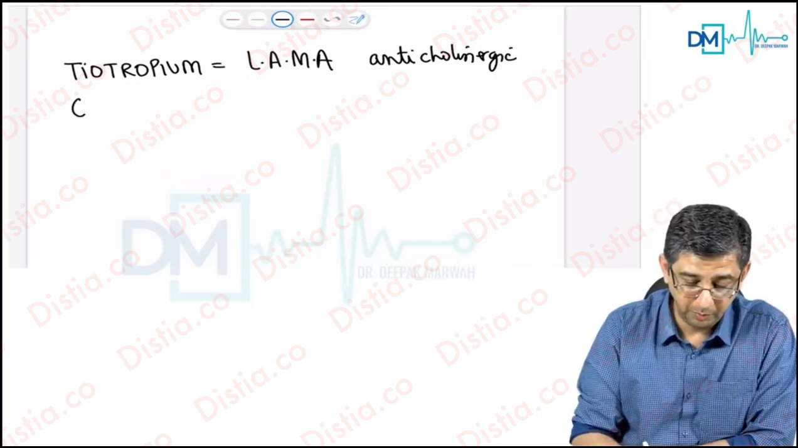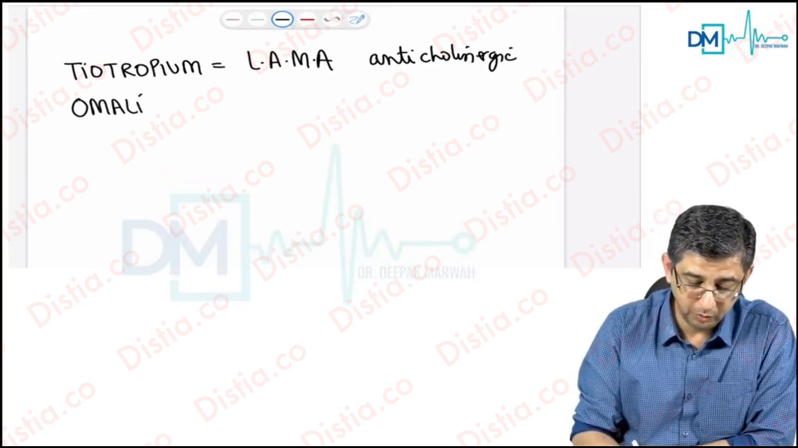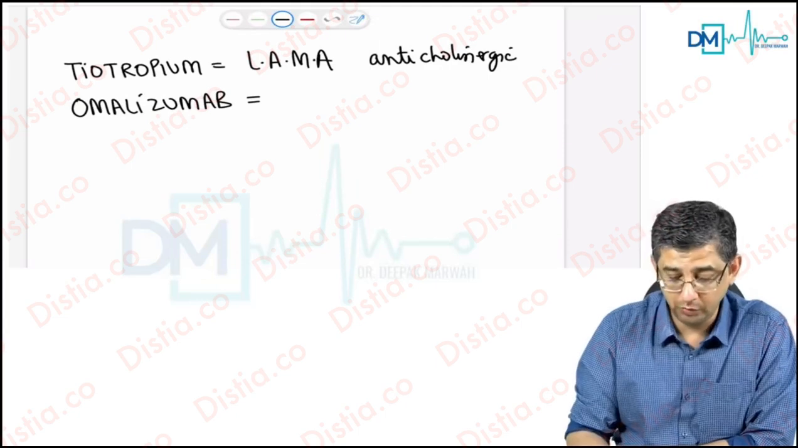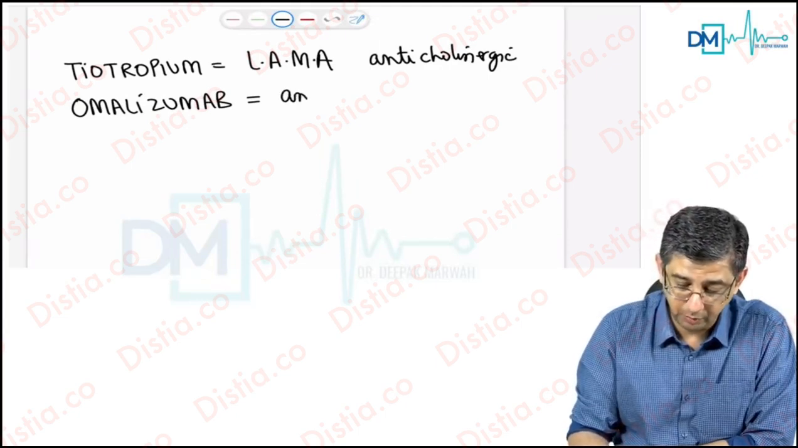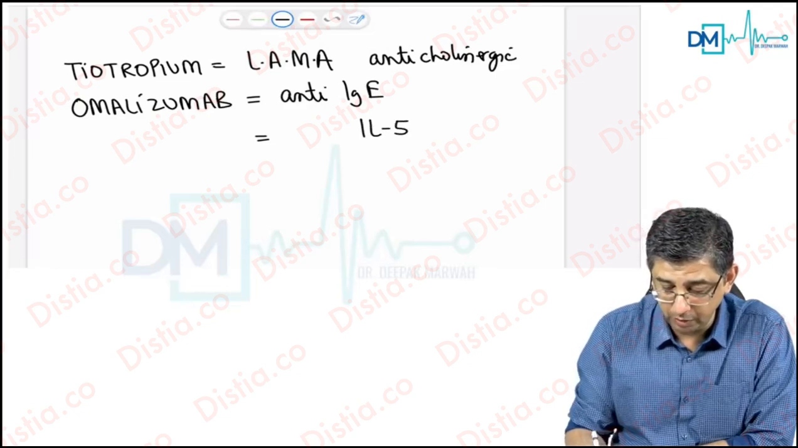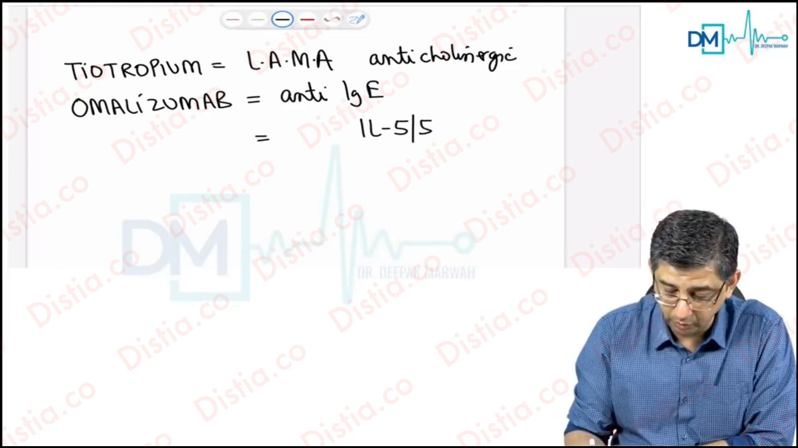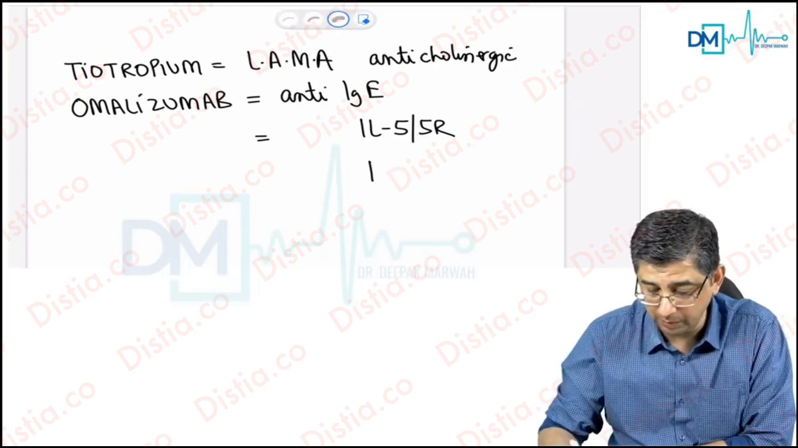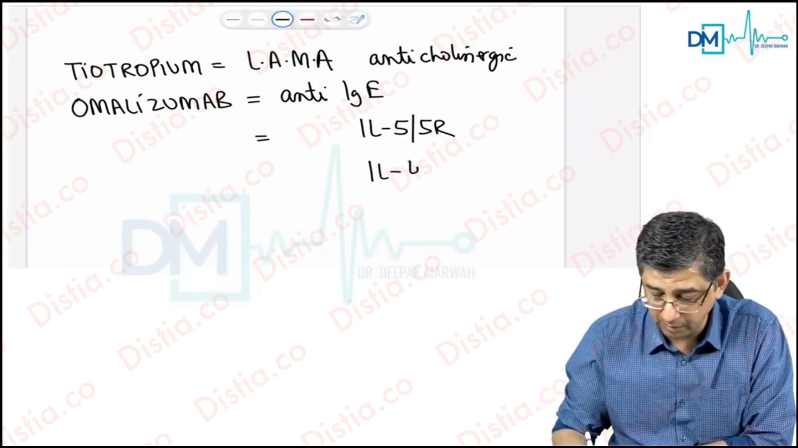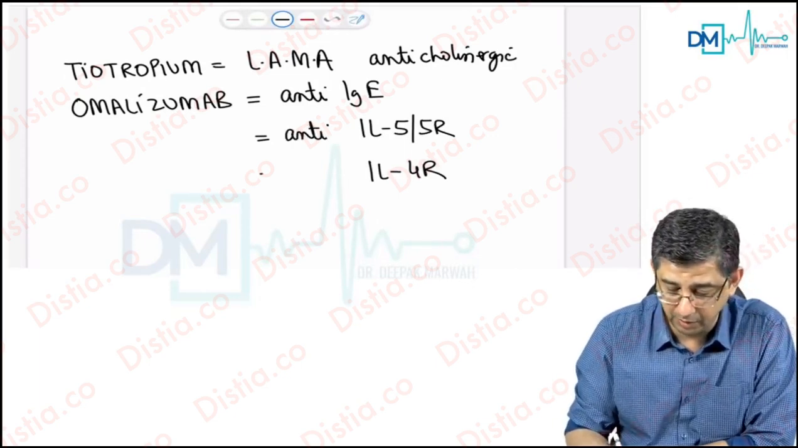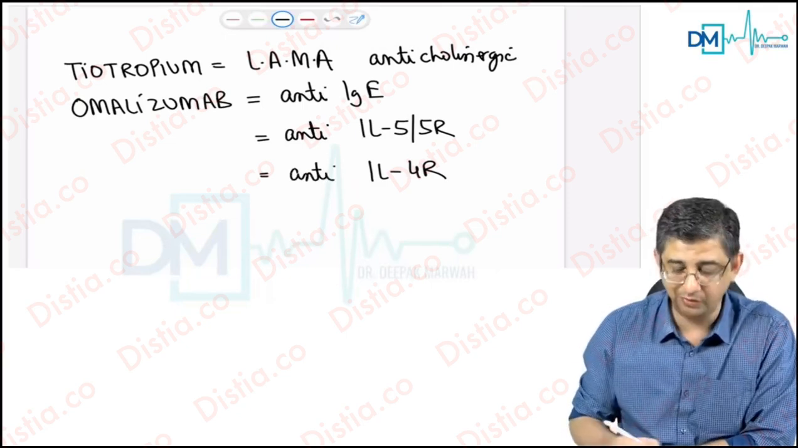The next molecule to be remembered is an anti-immunoglobulin E molecule. We give subcutaneous injections of this, that is omalizumab. This would be given subcut. It is anti-immunoglobulin E. Two cytokines that play an important role in development of asthma are interleukin 5 and interleukin 4. So we now have drugs which can neutralize the impact of interleukin 4 receptor and interleukin 5 receptor. So I'm writing anti-interleukin 5 or 5 receptor and anti-interleukin 4 receptor.